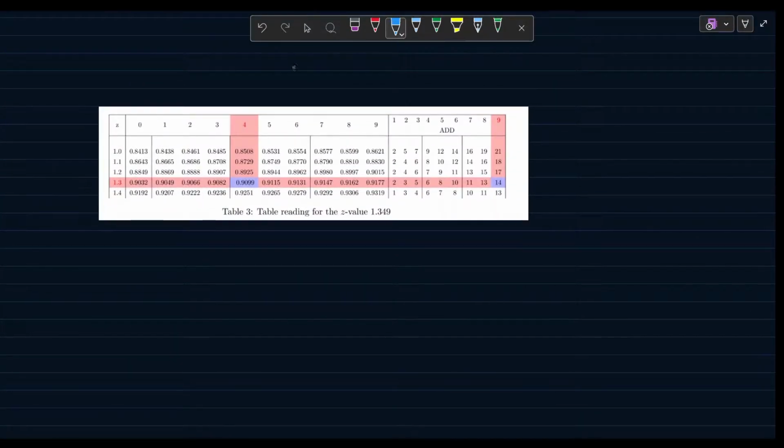We're looking at Z equal to 1.349. So you look for 1.3 in your first column, and then you look for 4 in the second column, so you get 0.9099, and then in the third column we've got 9, so we add 14. Okay, so this is how you read off probabilities for your Z value from the normal distribution tables.